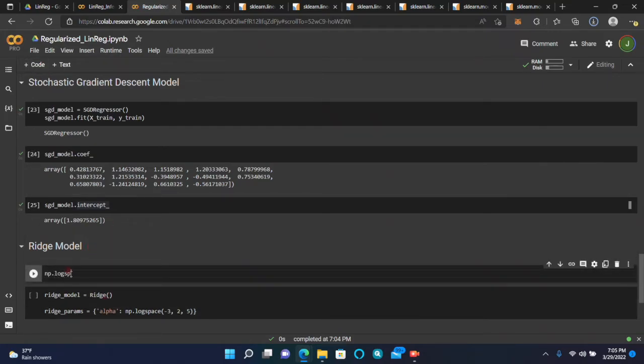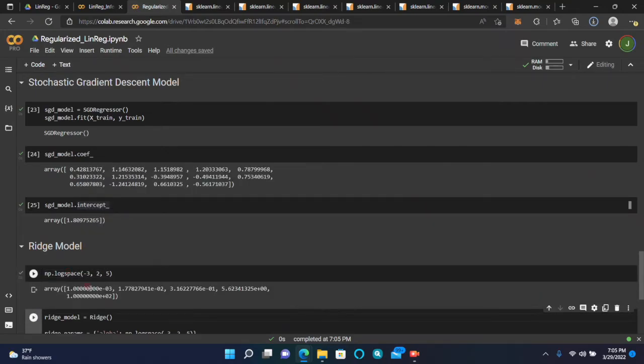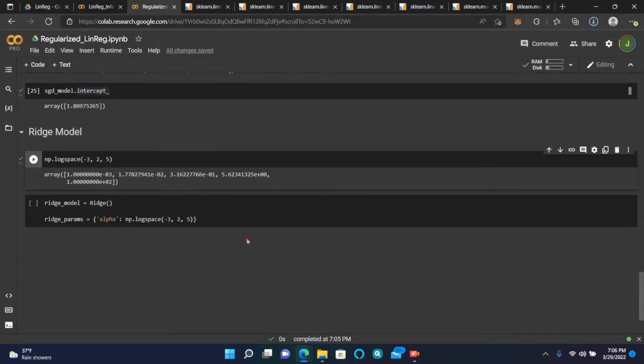So if we have this log space, what this is actually going to give us is it's going to start with 10 to the -3, then go all the way to 10 to the +2, and it's going to take 5 steps. 1, 2, 3, 4, 5. See that? So this is 0.001, and this is 100, and then you've got 3 of them equally spaced in between. Does that make sense? And that's what we're going to do here.